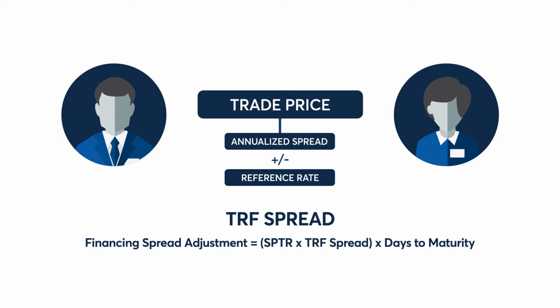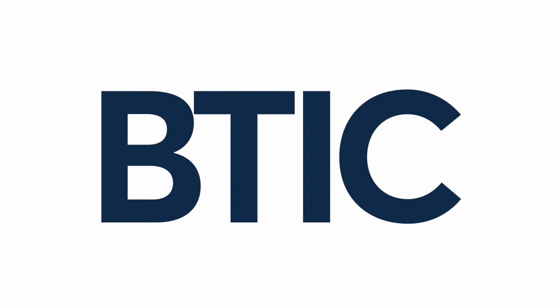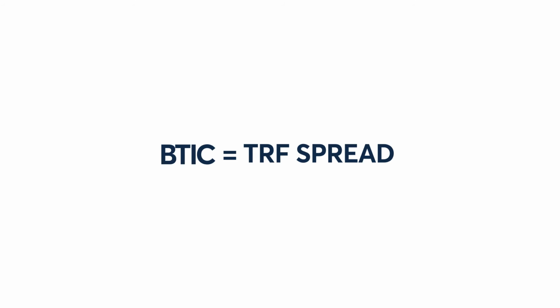AIR Total Return Futures are only tradable through the basis trade at index close, or BTIC mechanism on Globex, or via a BTIC block trade. The BTIC trade price of the contracts will represent the TRF spread and is quoted in basis points. It is important to note that unlike other BTIC contracts, the AIR Total Return Futures spread is quoted and traded in basis points, not index points.